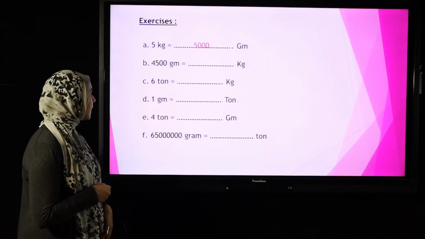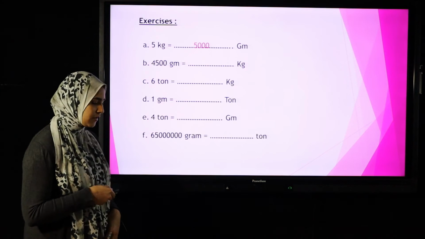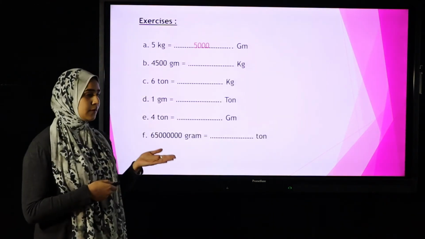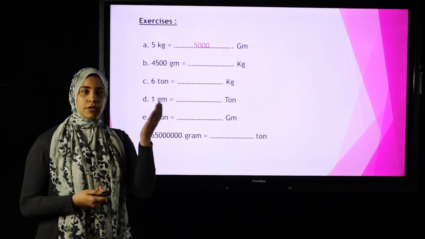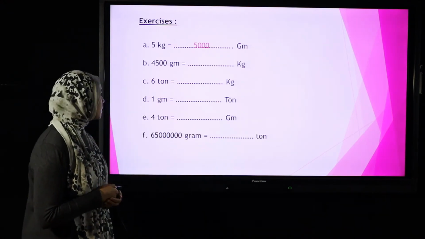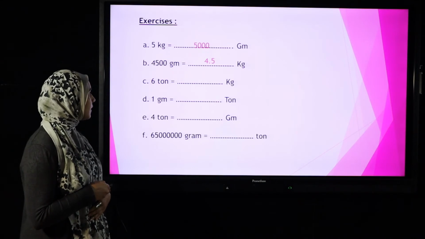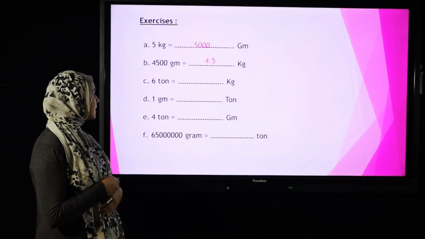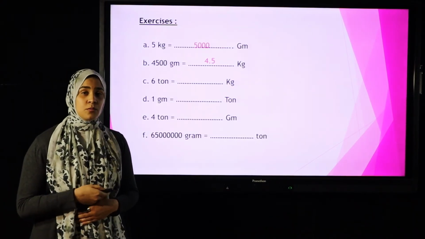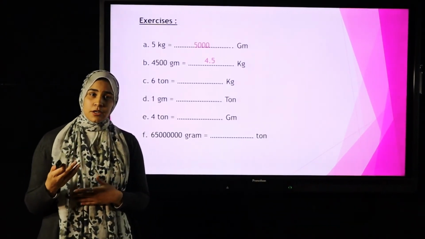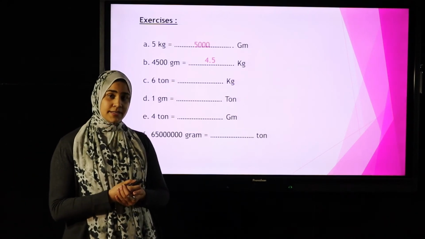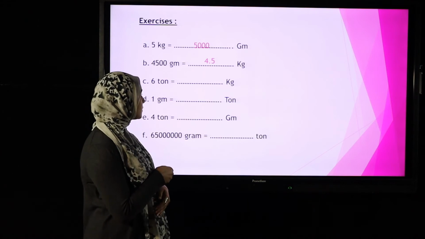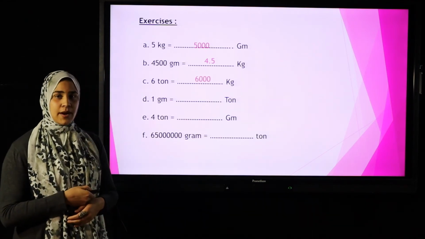If we have a look here at letter B, we have 4,500 grams, and we are moving to kilograms. From grams to kilograms, we are moving from a smaller one to a bigger one. So we are doing here division by 1,000. It's 4.5 kilograms. For letter C, we have 6 tons, and we are moving to the kilogram. From a bigger unit to a smaller unit, as we agreed. What do you think? Yes, of course, it's times 1,000, we are getting 6,000 kilograms.